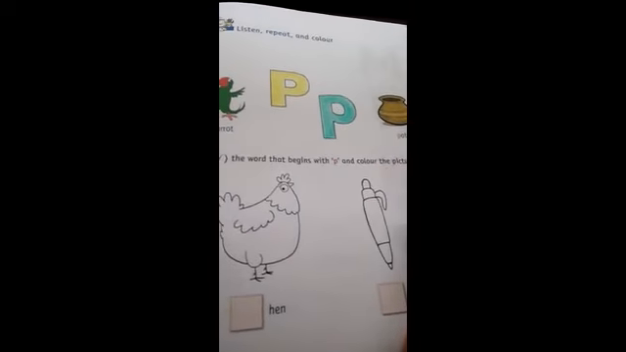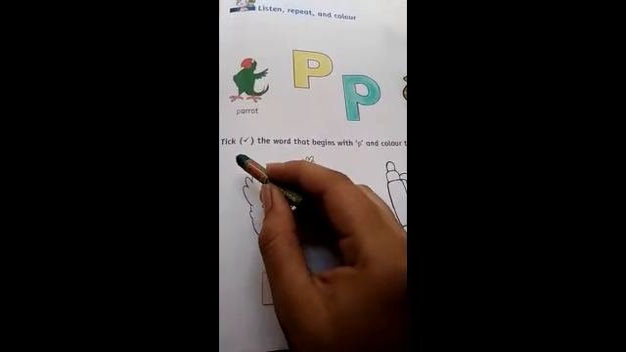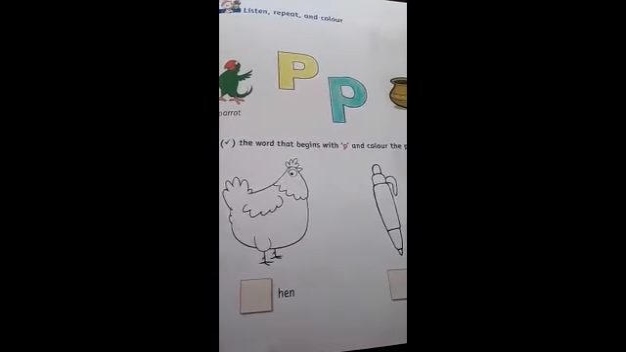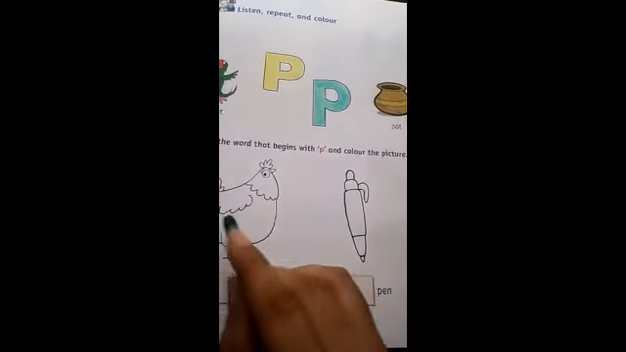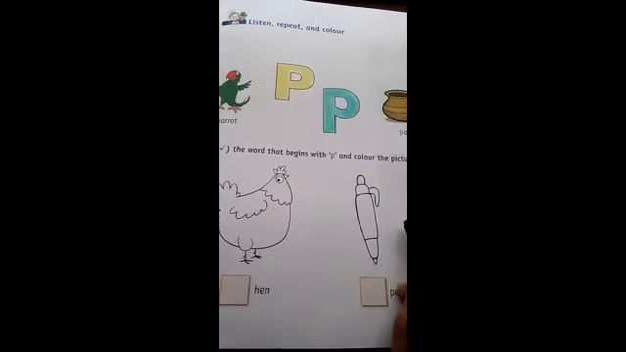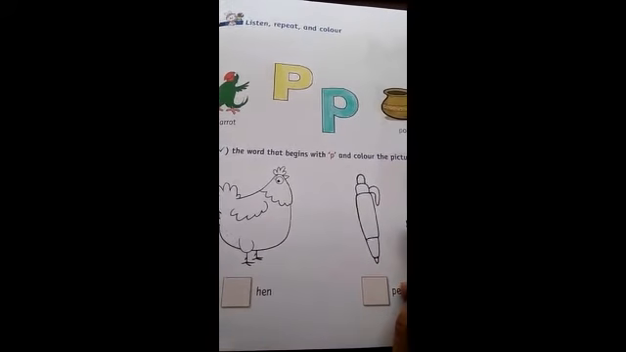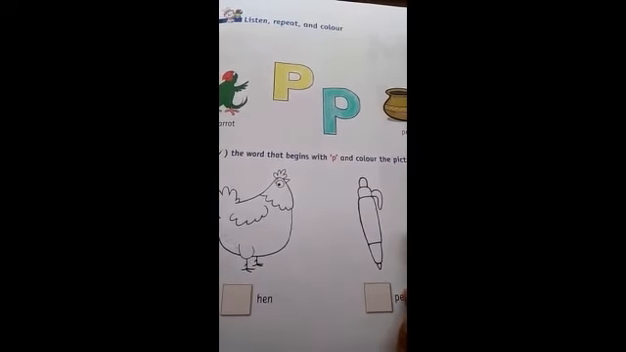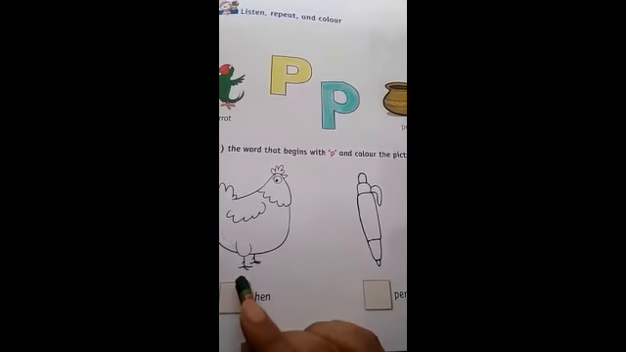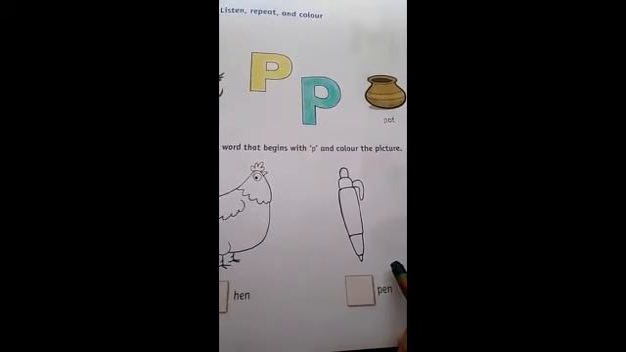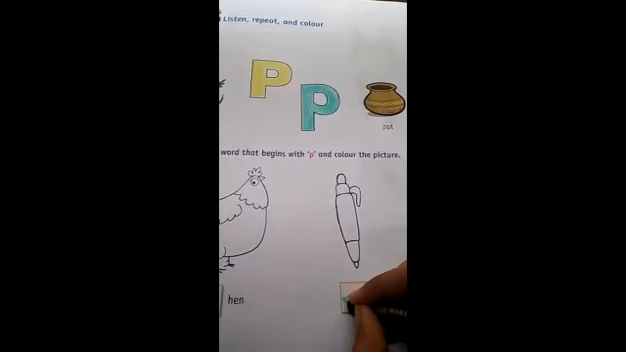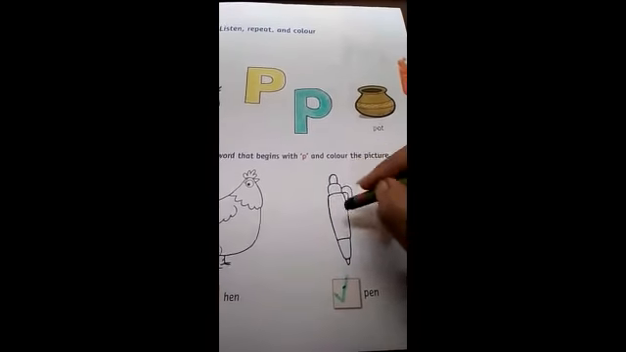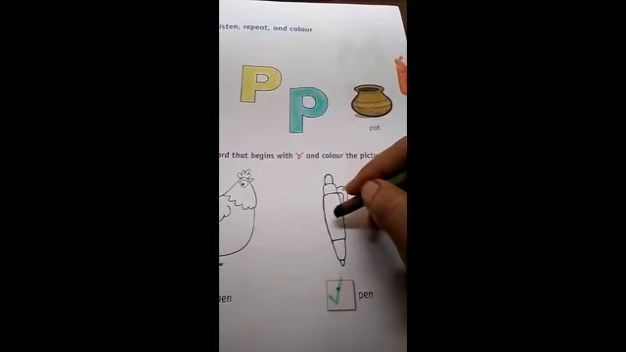I have done, students. Now the activity is, take the word that begins with P and color the picture. Here you will see two pictures and students, tell me which word begins with P, H for hen and P for pen? Tell me, students. Yes, P for pen. So you have to tick P for pen and also color this picture.